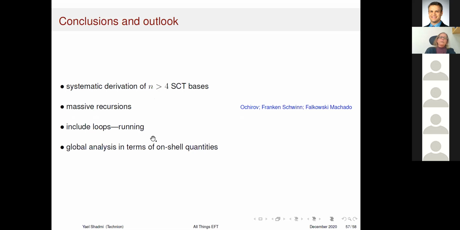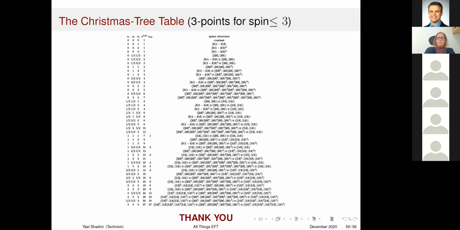And part of that should be not so hard, because for the running part, all you care about is the massless part. So by just looking at the high energy limits of the amplitudes, you can incorporate that. Another direction that would be interesting to think about is using this to do some global analyses of experimental results in terms of these on-shell quantities. So I think I'll conclude here.